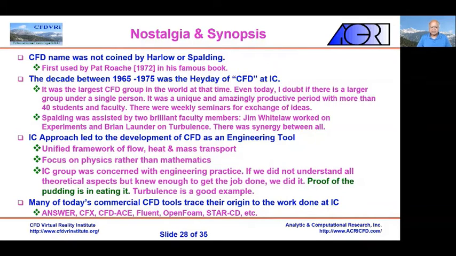That's what we believe. Turbulence is a good example. We don't fully understand it even today, but we use the best information and the best models available and produce something that engineers could use for design purposes.